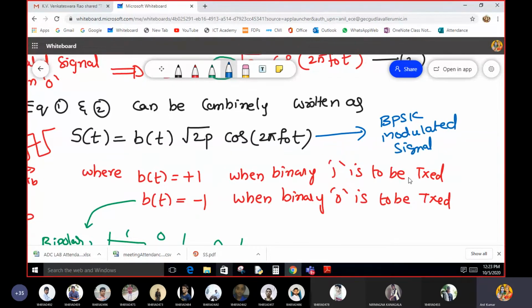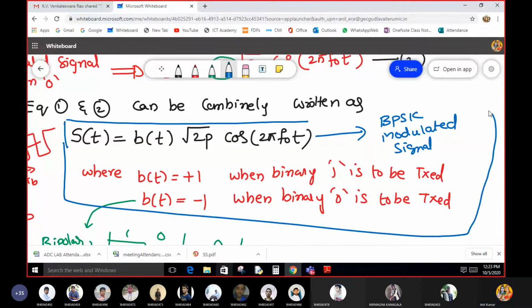Do you remember the expression for AM, the expression for frequency modulation, and likewise for phase modulation? Generally this will be the equation for the phase shifting modulated signal expression. Is it okay? Okay, what about the b of t? Now I will discuss more about the b of t.